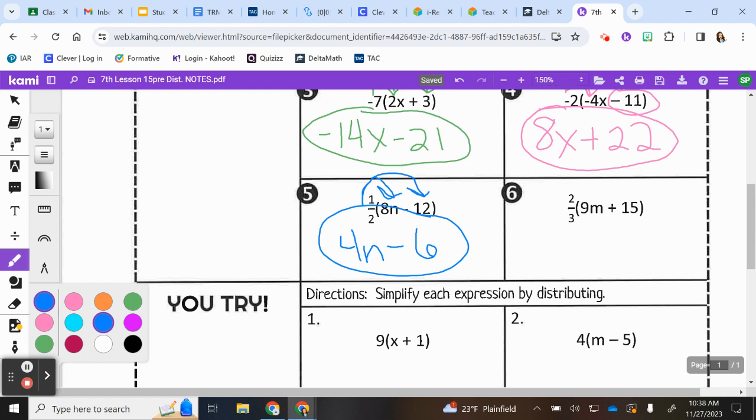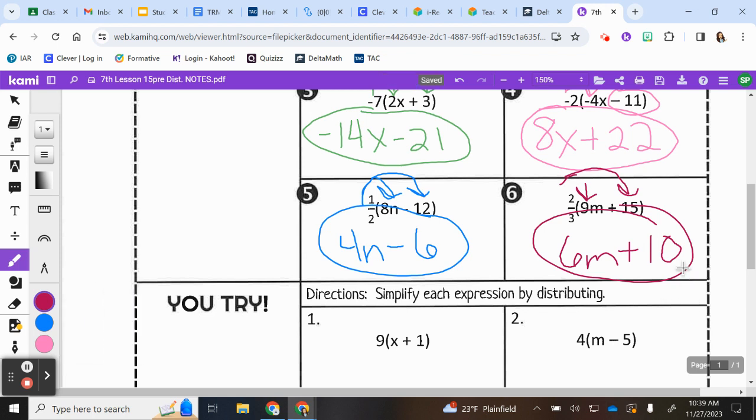Now, you might not be able to do 2/3 in your head, which is okay. Just put it in a calculator. So 2/3 times 9. I'm going to wait for you to type it in. So 2/3 times 9 is 6m. And then 2/3 times 15. Two-thirds of 15 is 10. All right, so all we're doing is multiplication. Most of it you could do in your head. Fractions you might need to do in a calculator.